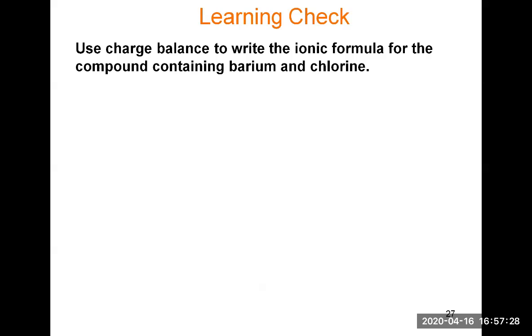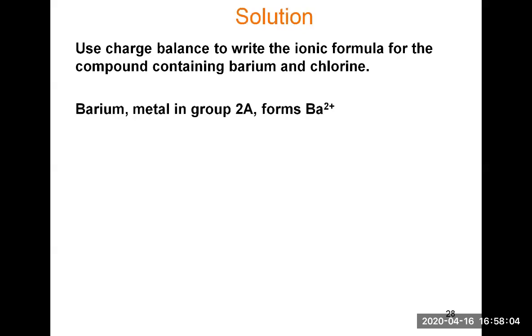Let's go through another example. We want to write the formula for the compound containing barium and chlorine. So pause the video, work this out on your own before watching the answer. Barium is a metal from group 2A. It's an alkaline earth metal from group 2A. So it will be a 2+ ion. It's a predictable ion.